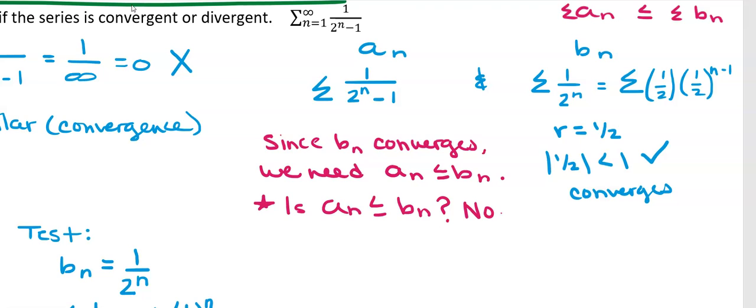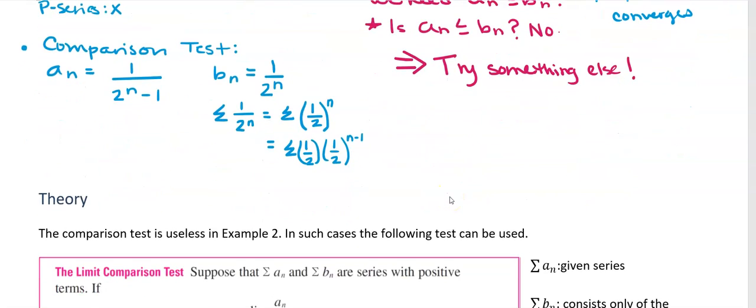And the reason for that is 2 to the nth power is a larger denominator than 2 to the nth power minus 1. So with a larger denominator for our B sub n, it would make the fraction as a whole smaller. So we can't use the comparison test as it is at this point because this necessary part of A sub n being less than B sub n didn't work out. So we have to try another way. Luckily for us, there is another way.